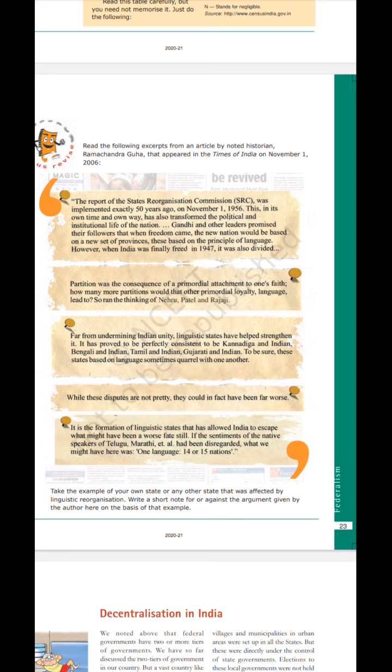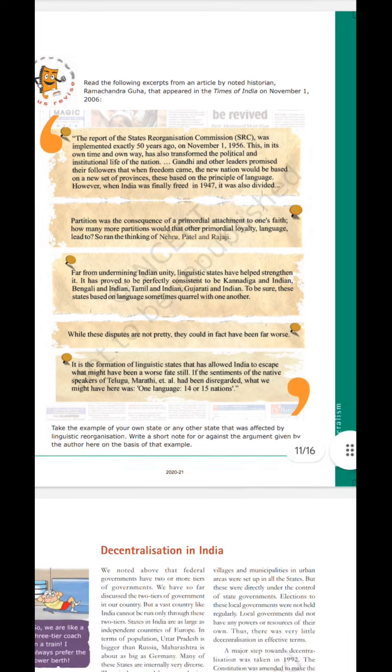Take the example of your own state or any other state that was affected by linguistic reorganization. Write a short note for or against the argument given by the author here on the basis of that example.